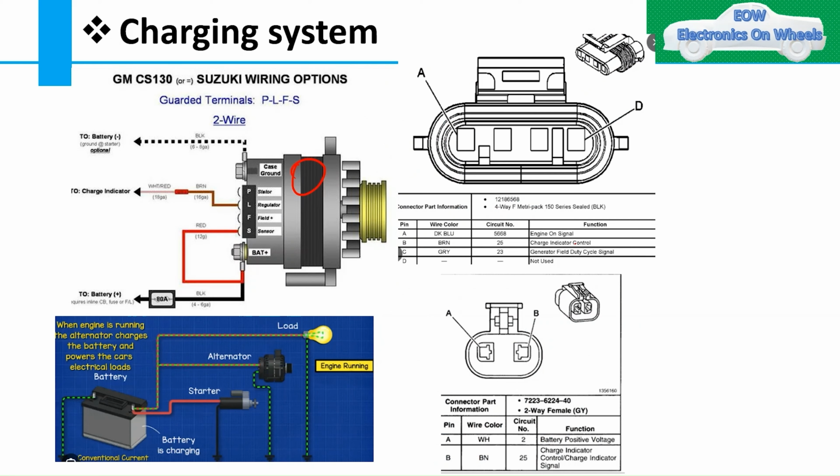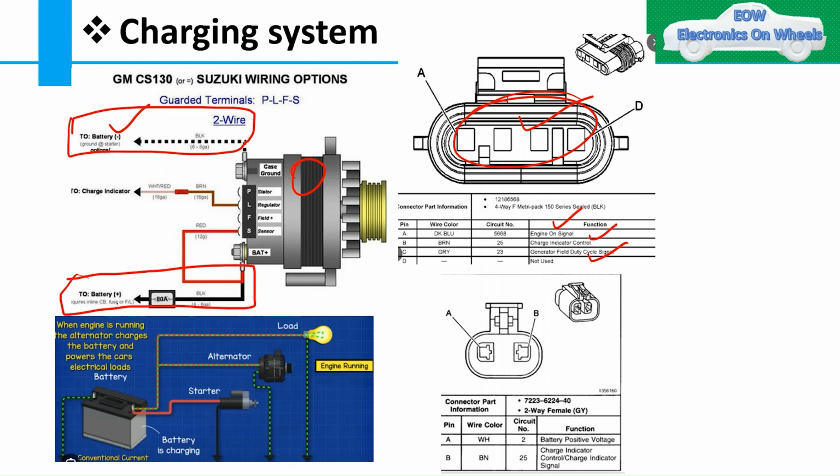So here suppose I'm taking the engine on signal also, charge indicator control also, generator field duty also. So I am using a 4 pin connector here. As I already told you, these two connections will remain the same in all alternators. One is battery negative and the other is battery positive. Battery positive is to charge the battery, and battery negative is nothing but to ground your whole system, right?